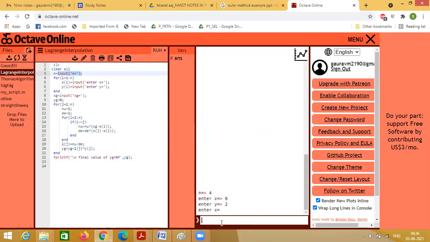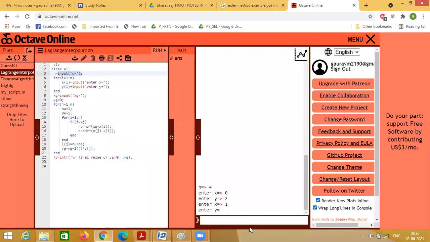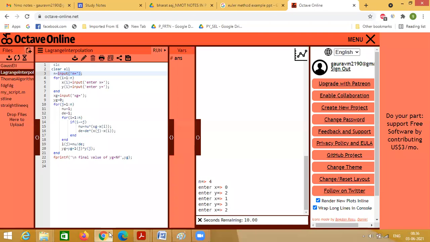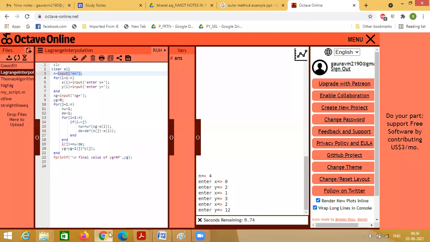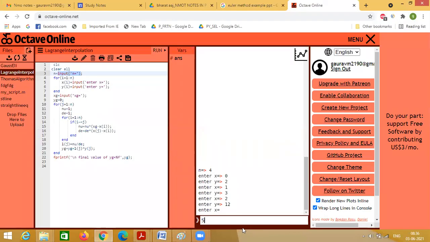Then the next reading, x is equal to 1. What is the value of y? y is equal to 3, so you can enter 3. Then the next reading, x is equal to 2. What is the value of y? y is equal to 12. Then the last reading is x equal to 5, and y is 147.